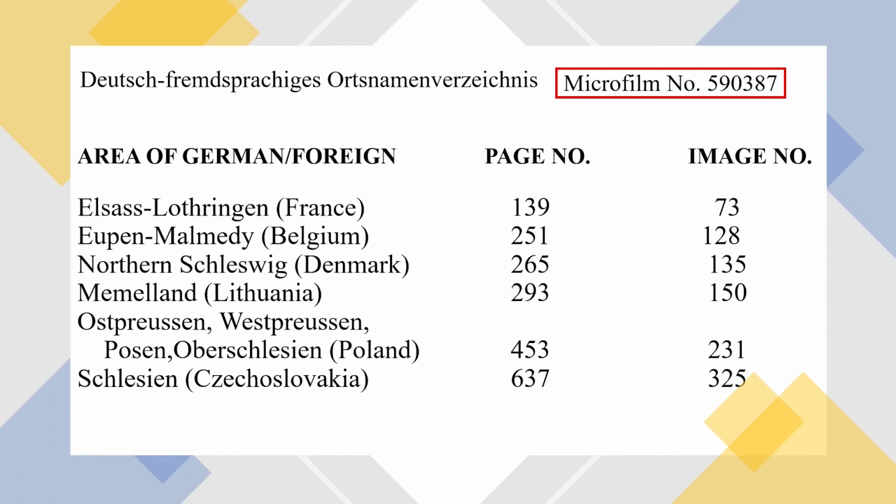590387. The following is a list of the areas that Germany lost after World War I and the countries to which they now belong. The page number that is given pertains to the page of the gazetteer where the towns for each country are listed alphabetically. The image number will take you to that beginning page number on the microfilm for each area.